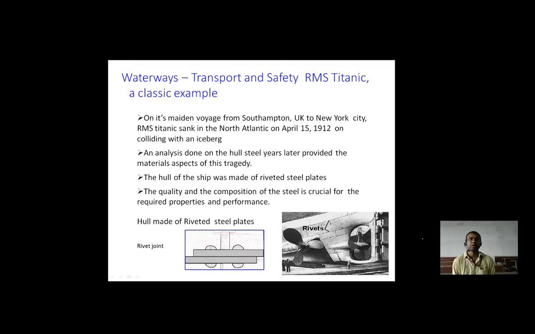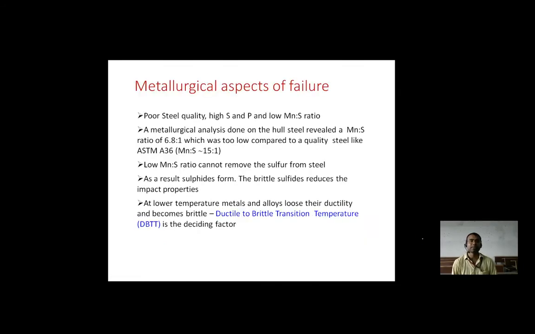The engineers tested all these things, but they didn't examine that particular working condition, what will happen when a material that works at normal temperature works in a cold environment. And that happened, the Titanic sank, and from there they found that the tendency of that material needs to be taken care of. So moving towards the metallurgical aspects of failure: poor steel quality, high sulfur and phosphorus, and a low manganese to sulfur ratio.